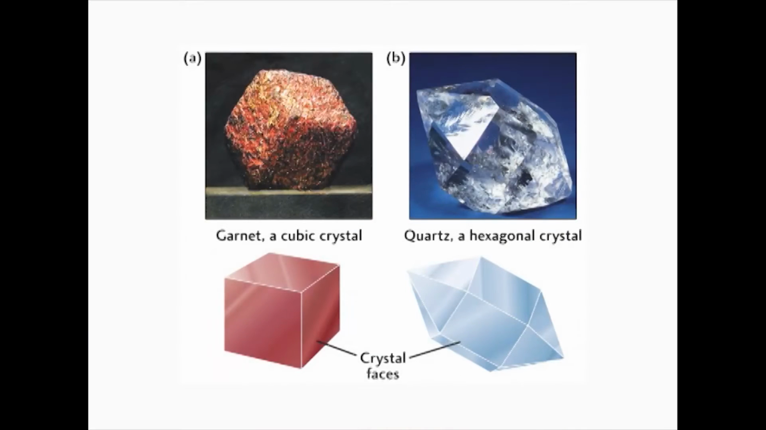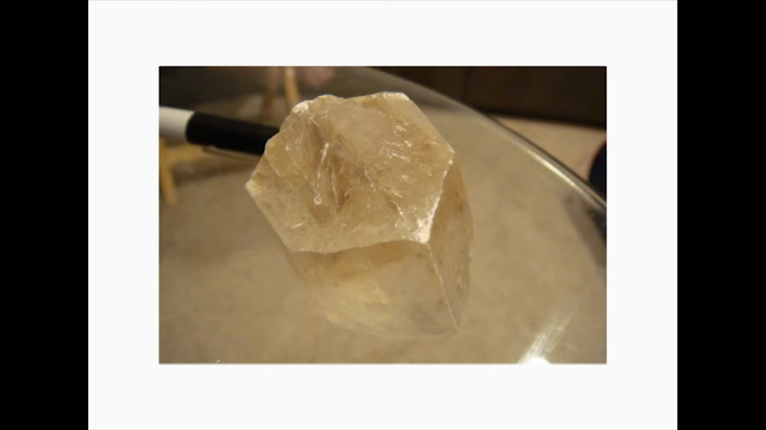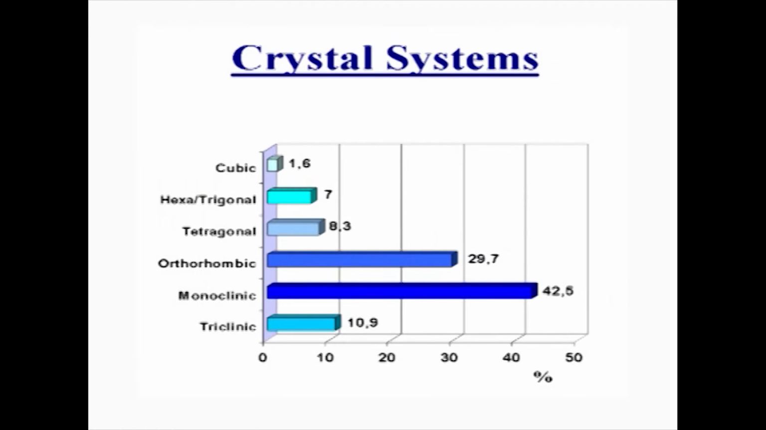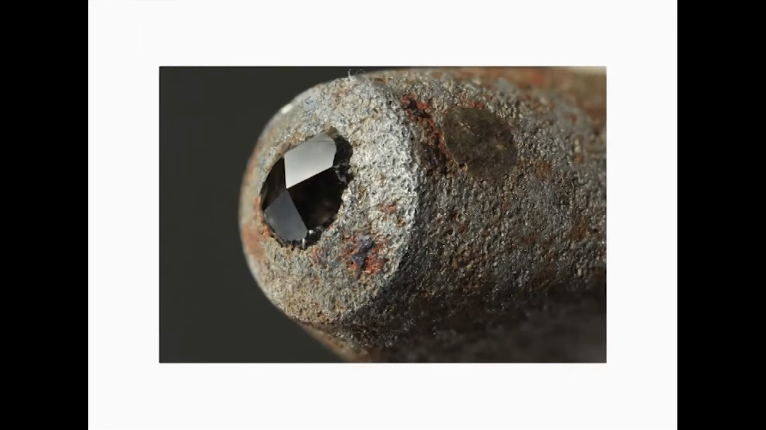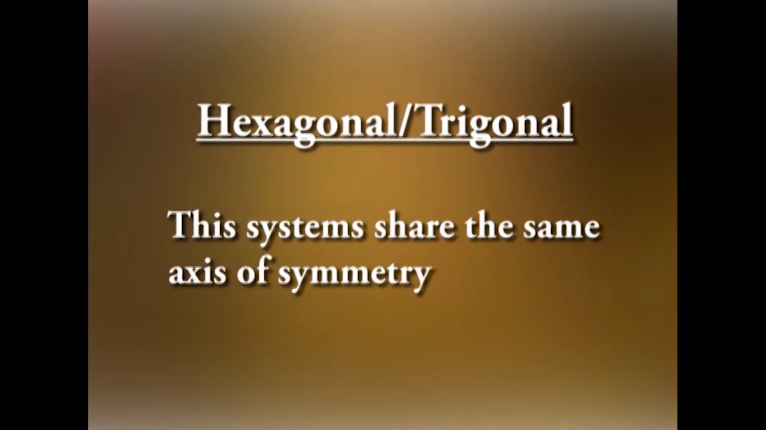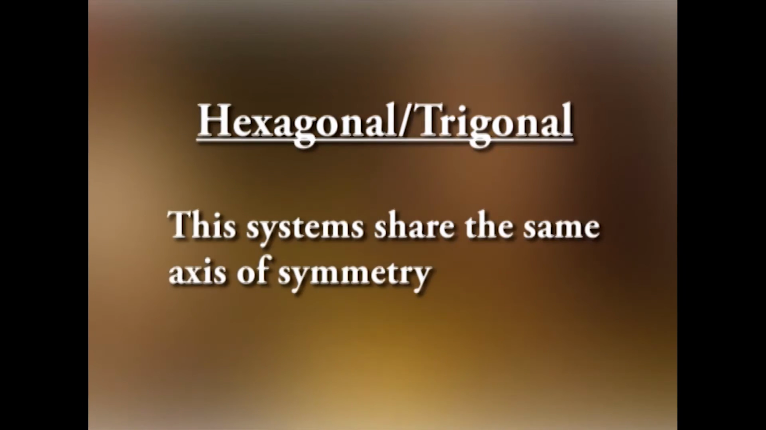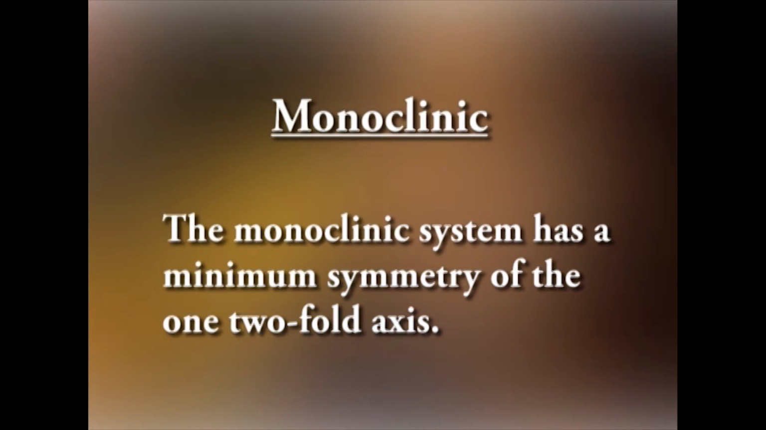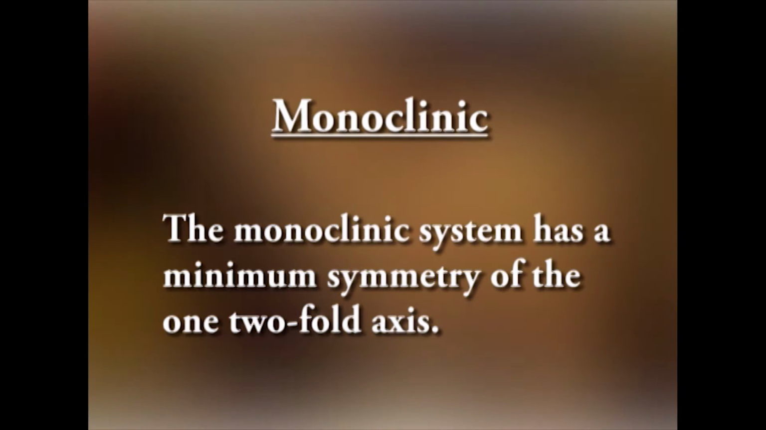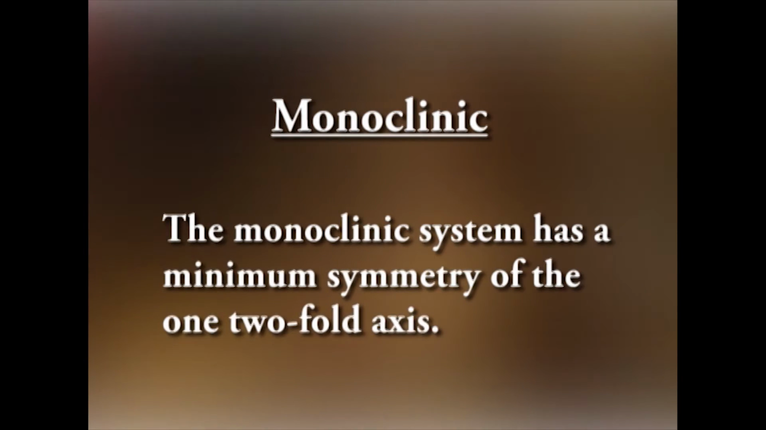Crystal systems. Although traditionally crystal systems are not part of the physical properties table of gemstones, most mineral gemstones are crystalline with their atoms arranged in regular and symmetrical patterns. Crystal systems are classified into 7 different systems according to the minimum symmetry of their faces. First, hexagonal or trigonal. This system shares the same axis of symmetry. Second, monoclinic. The monoclinic system has a minimum symmetry of the 1-2-fold axis.